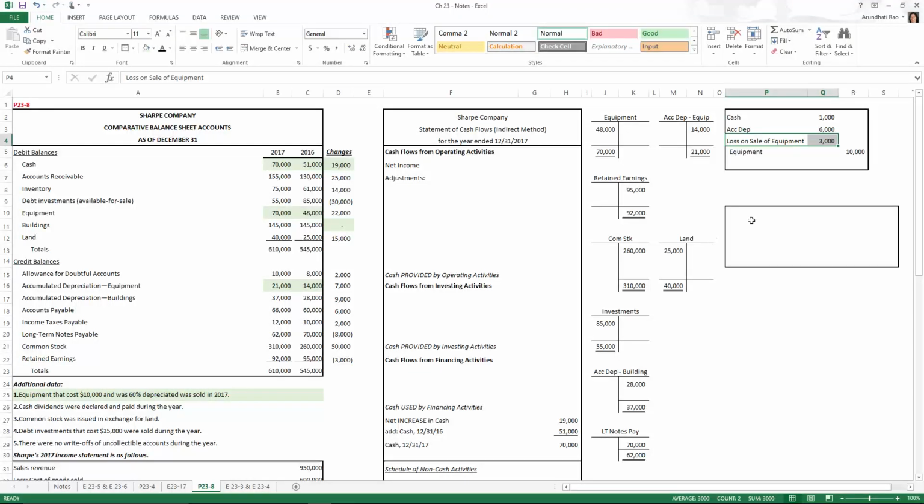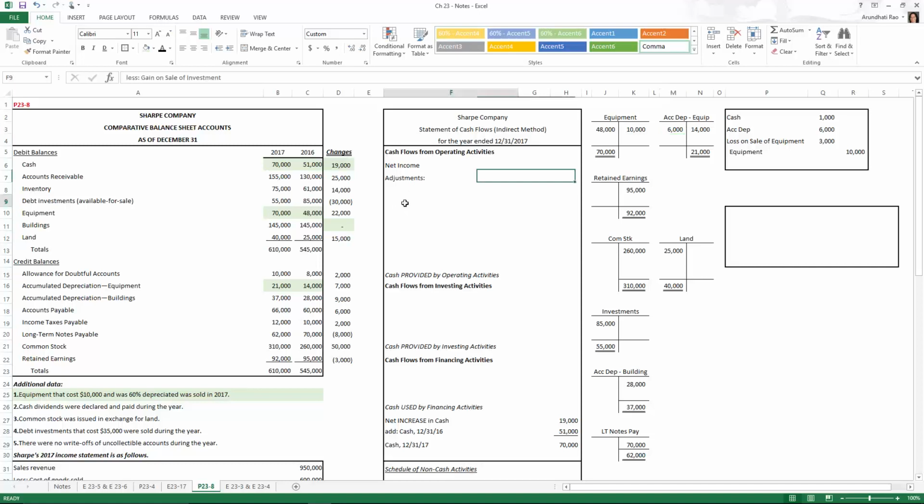So loss on sale of equipment is $3,000. That's from the income statement. Okay, so let's do several things over here. First, let's post this information to update these T accounts. My equipment I sold for $10,000. The equipment that I sold had an original cost of 10, so I take it off my books. I have 6,000 that I need to take off the books because that equipment is not there anymore.